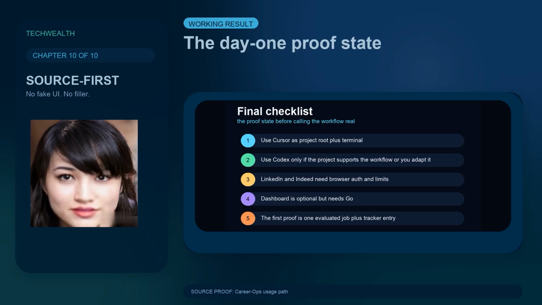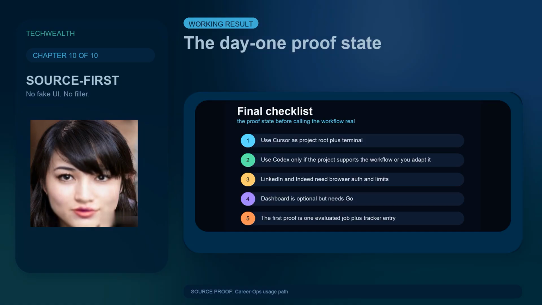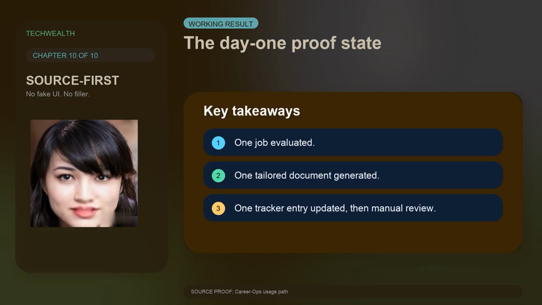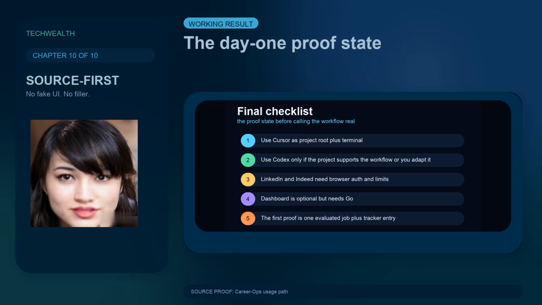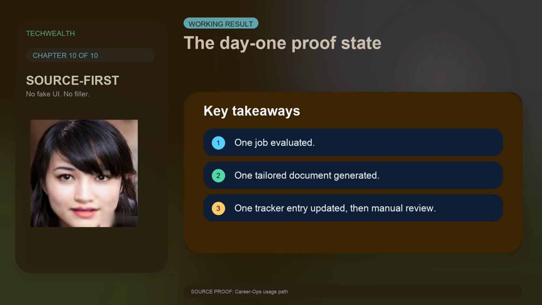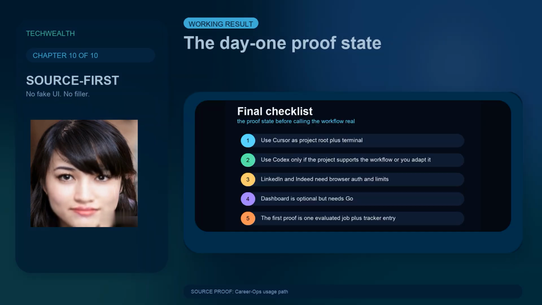The day one proof state is concrete. One job description goes in. The agent produces one evaluation, one useful score, one tailored output, and one tracker entry. Then a human checks it before any application is sent. That is the difference between showing a repo and showing a workflow.